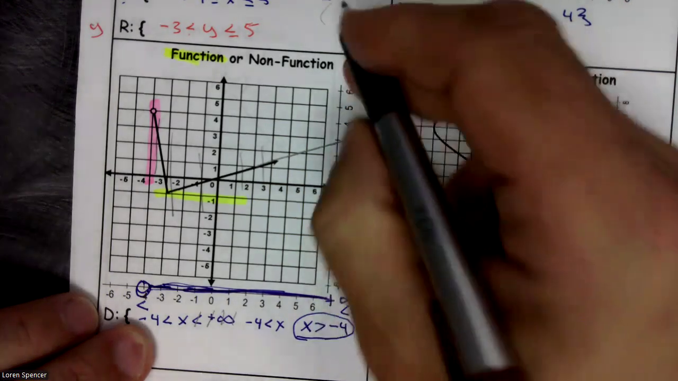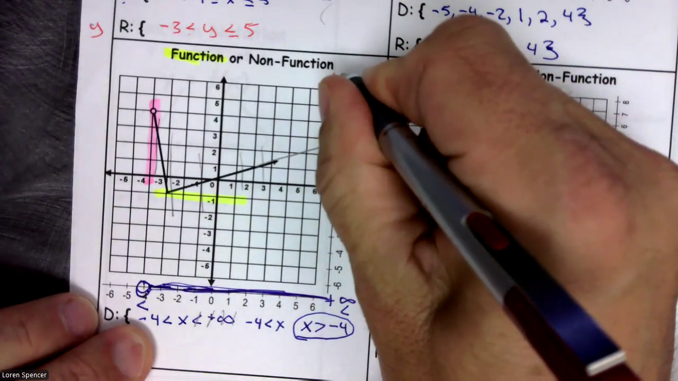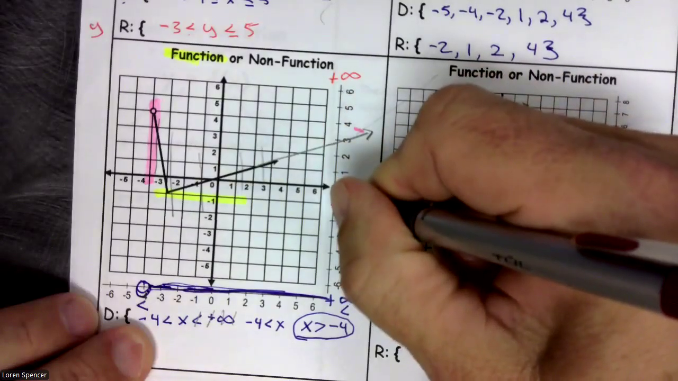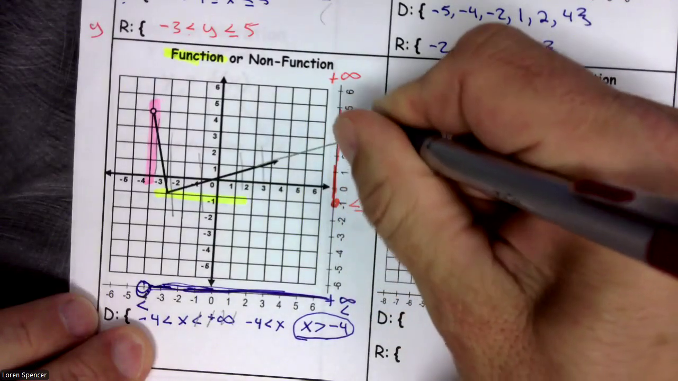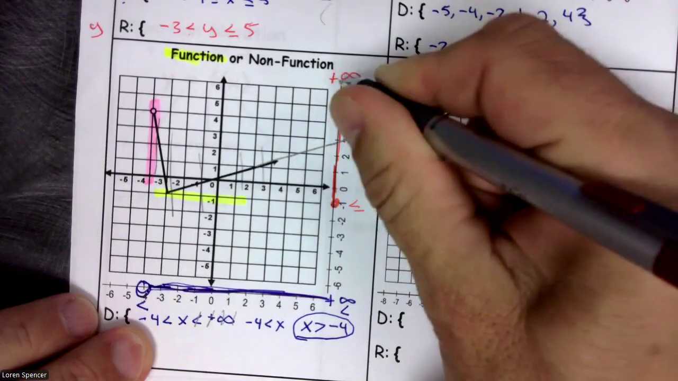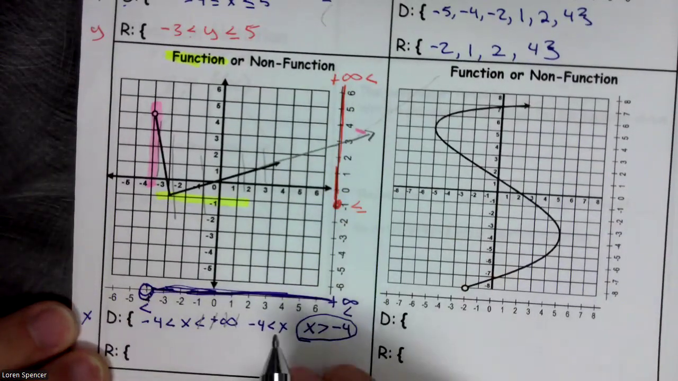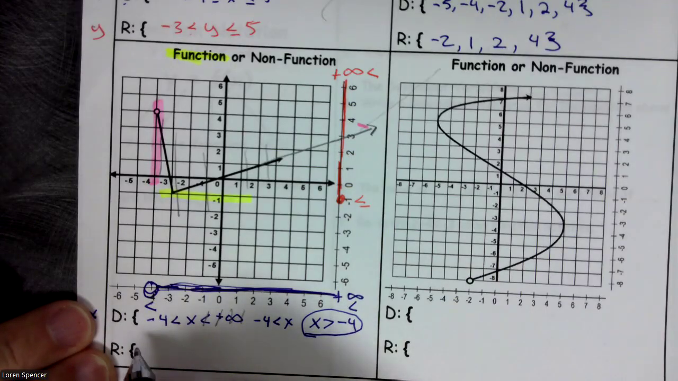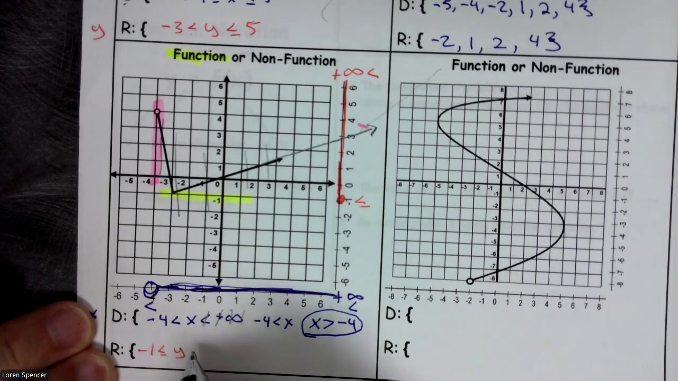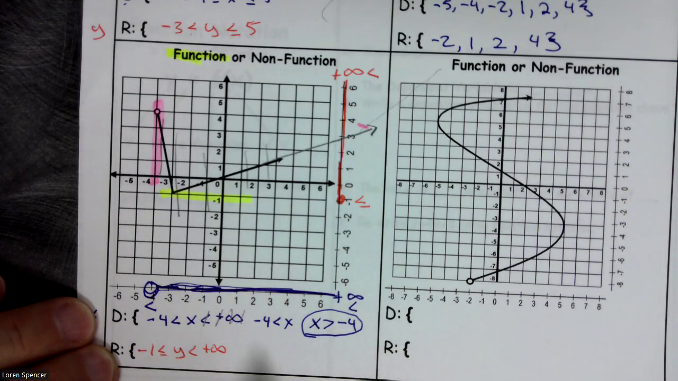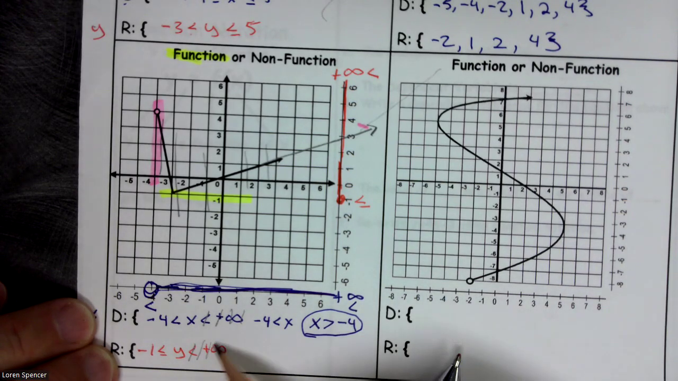So basically, the y values are going to go to positive infinity. So I need to draw it this way. And remember, infinity always gets a less than symbol. So in this case, we have -1 less than or equal to y less than positive infinity. All right, we can't have infinity, so we mark that off.